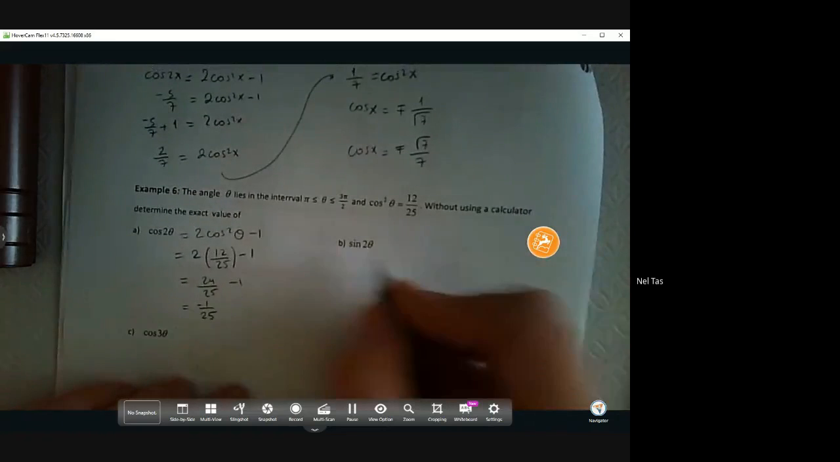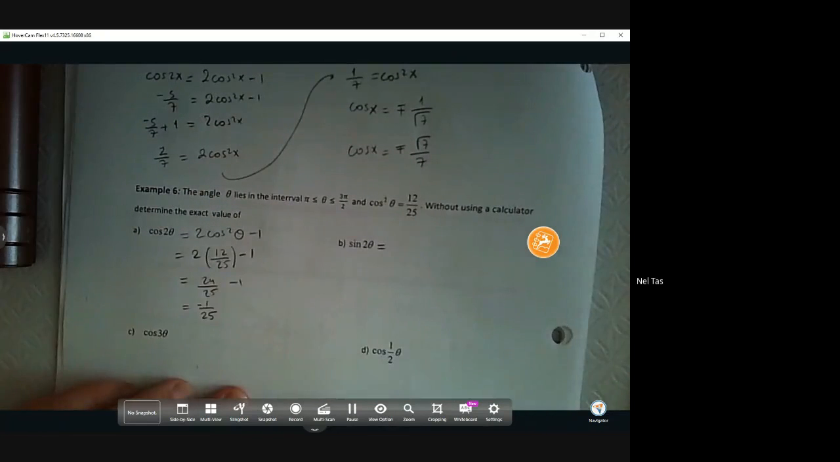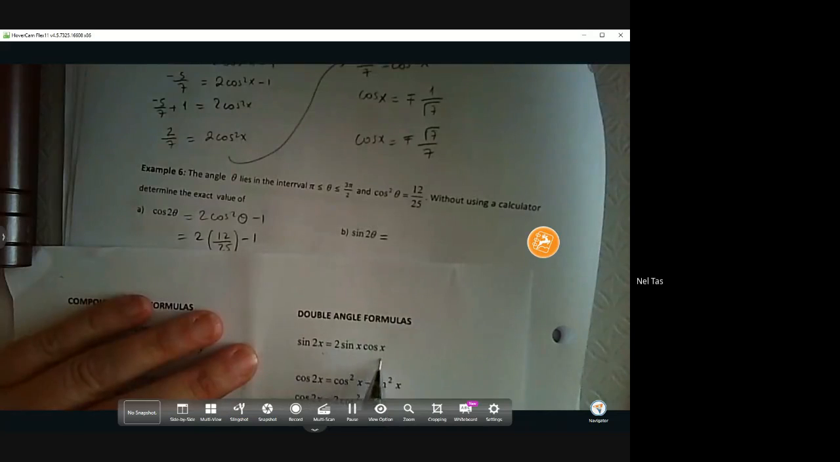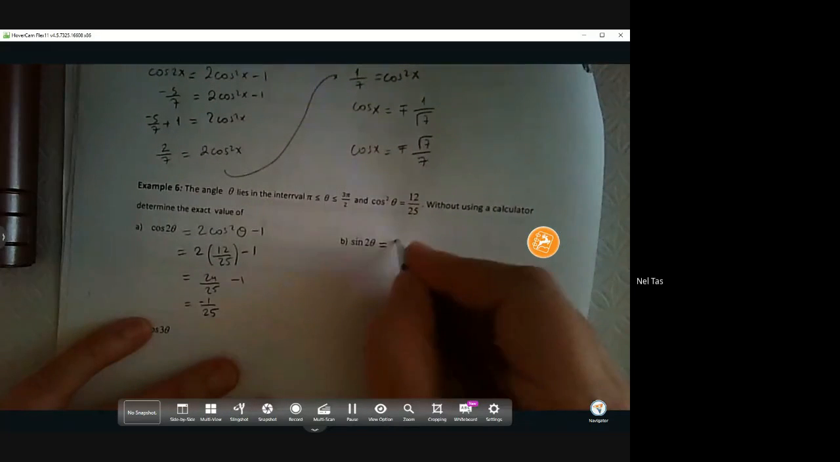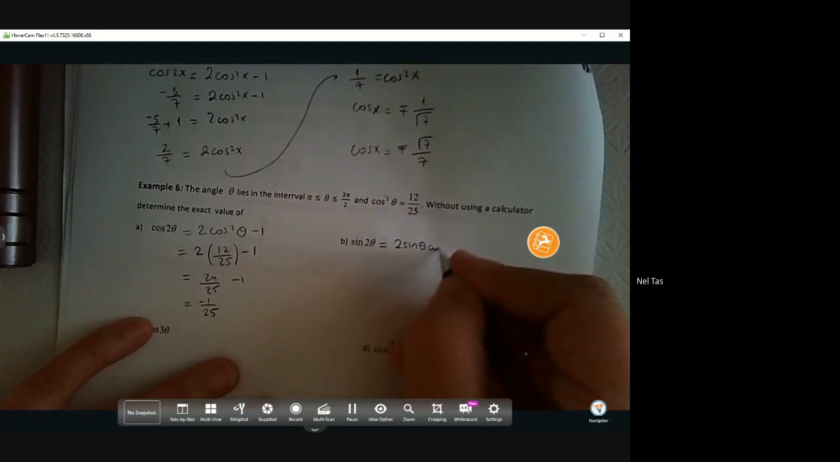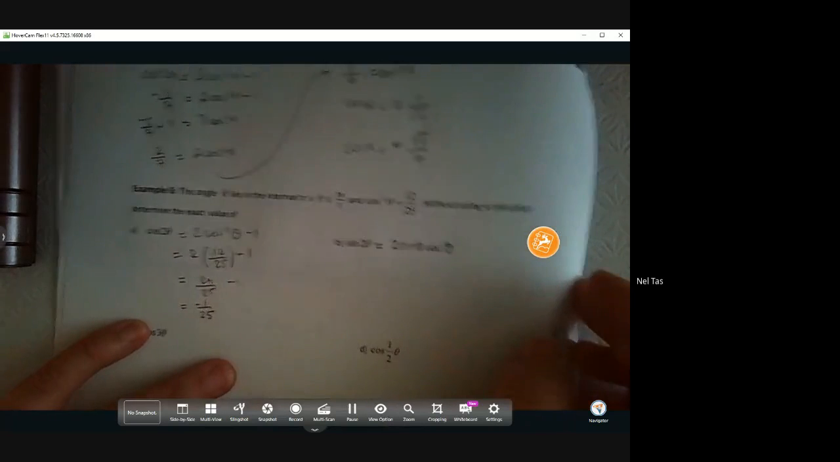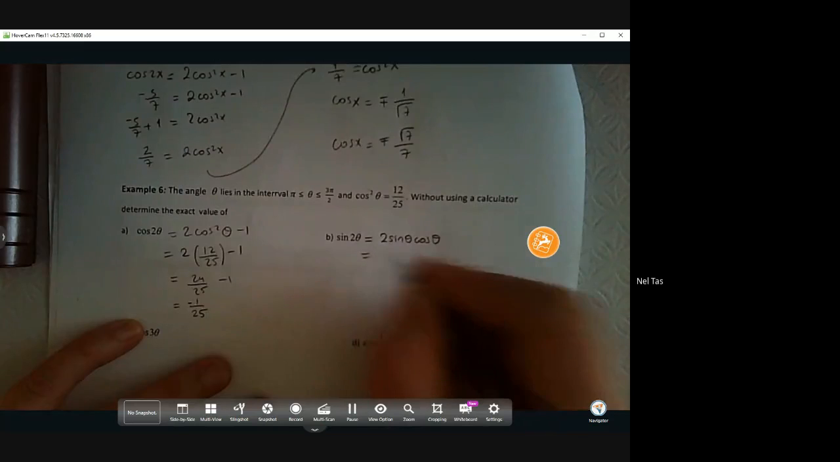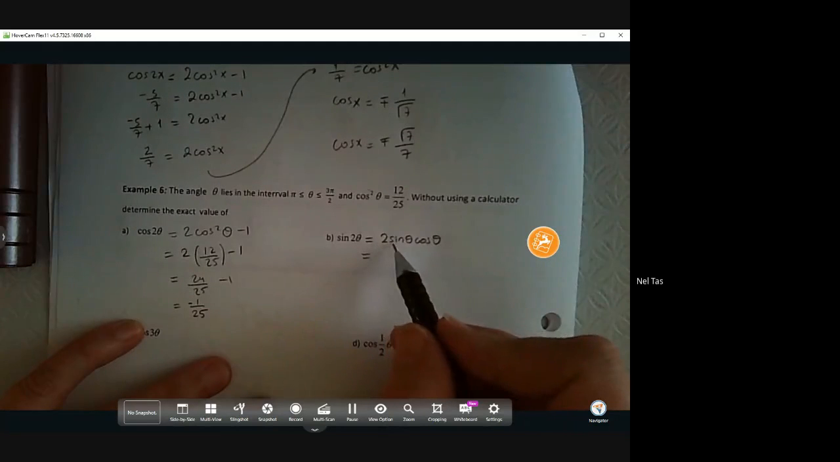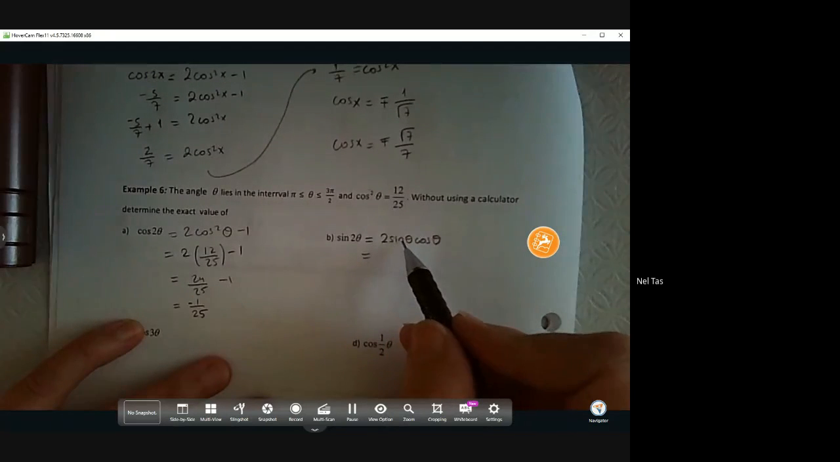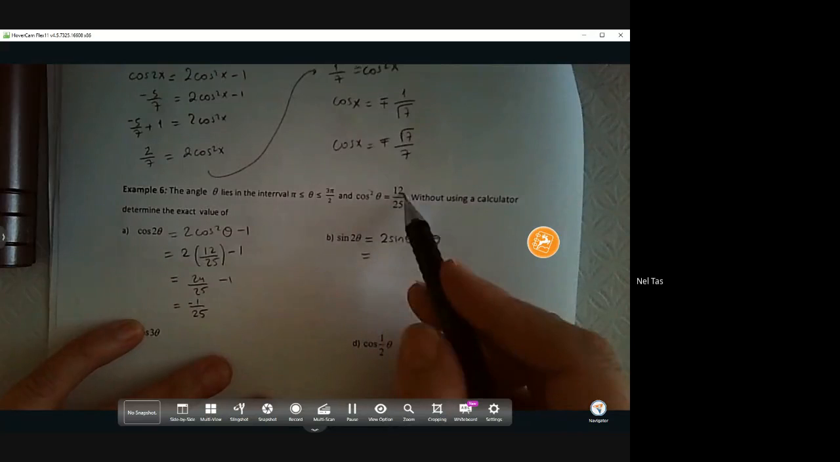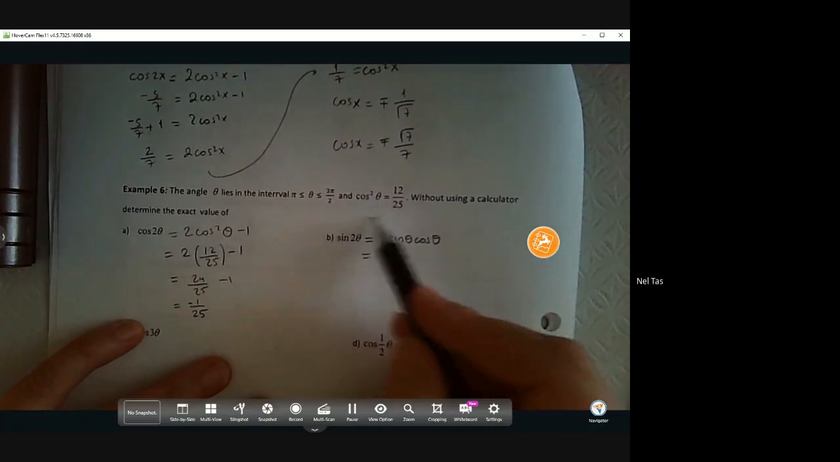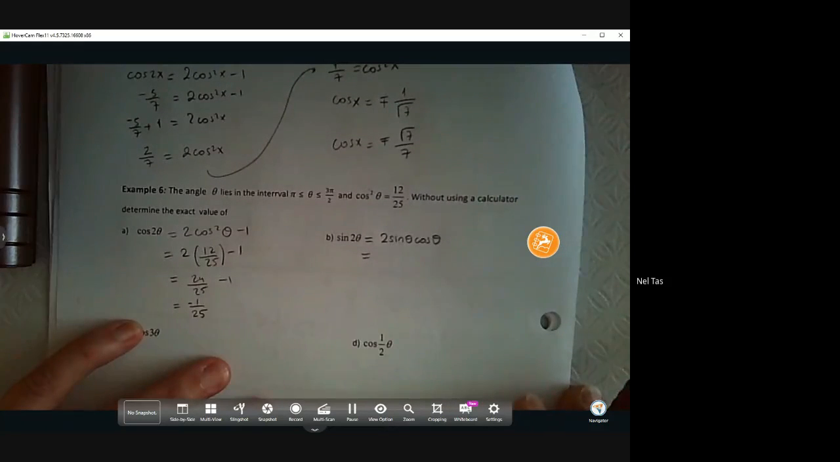Next question, sine 2 theta. We have only one formula for this: 2 sine x cos x. We will have 2 sine theta cos theta. For now, we don't know sine theta. Looks like we will have to calculate. Even cos theta, you need to calculate from cos squared theta. So let's do that.